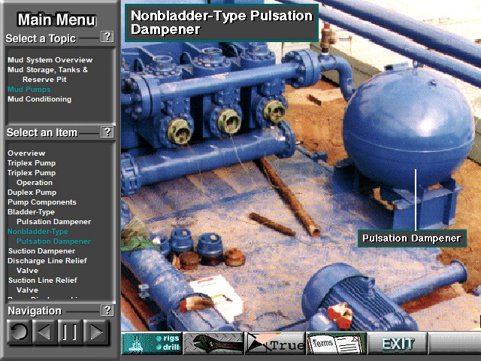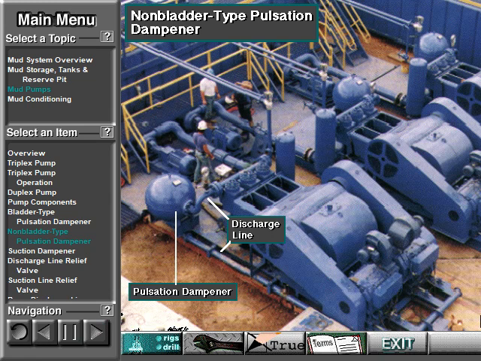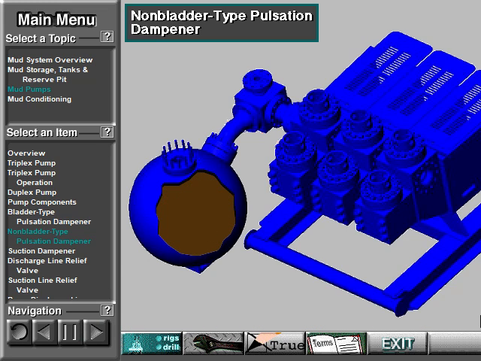Here is the latest type of pulsation dampener. It does not have a bladder. It is a sphere about 4 feet or 1.2 meters in diameter. It is built into the mud pump's discharge line. The large chamber is full of mud. It has no moving parts, so it does not need maintenance. The mud in the large volume sphere absorbs the surges of mud leaving the pump.